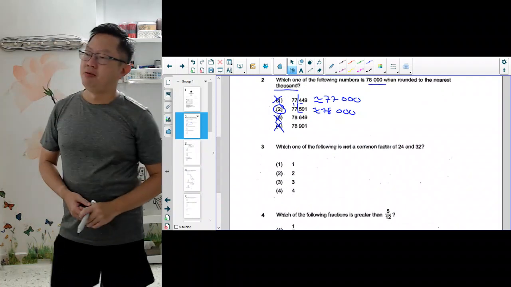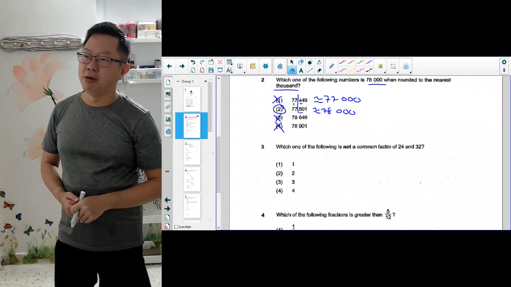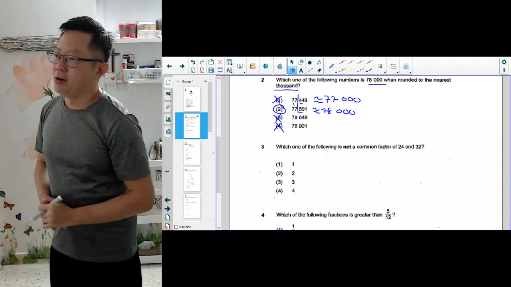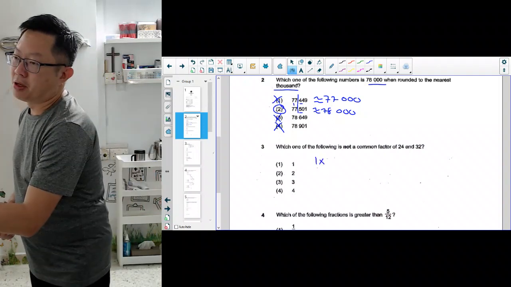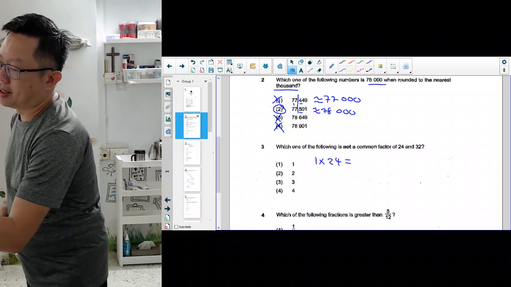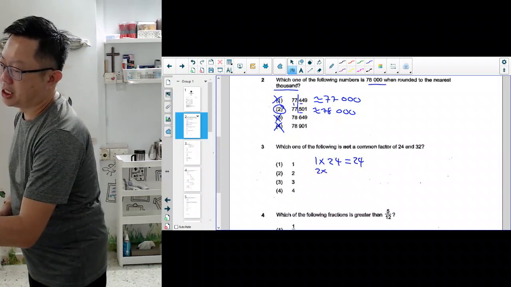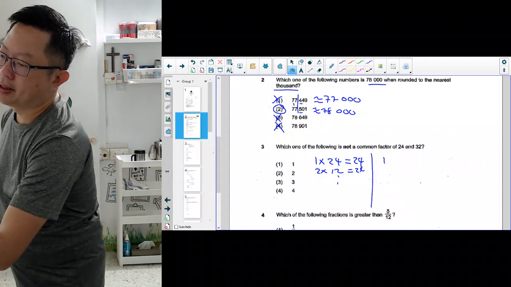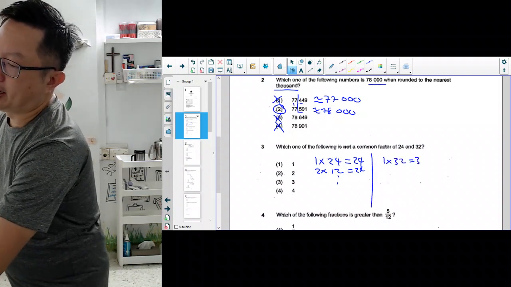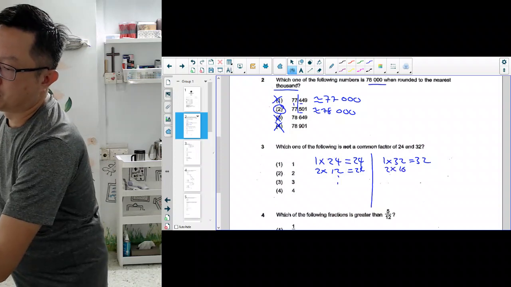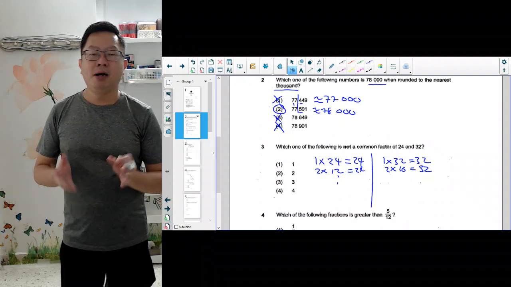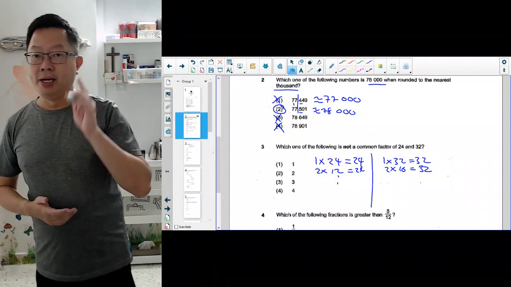Now, which one of the following is not a common factor of 24 and 32? Now, there's a shortcut here. In primary 4, your teacher will have taught you to write out the factors like this: 1 times 24, 2 times 12, and so on. And then the next one will be 1 times 32, and then 2 times 16, and so on. Now, nothing wrong with this. You should be doing this when you're in primary 4. But when you come to primary 5, we can do something faster.